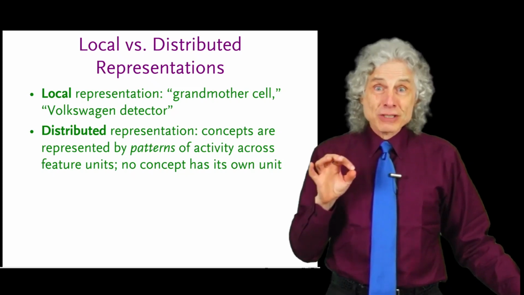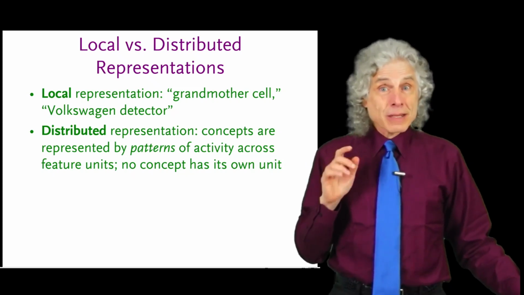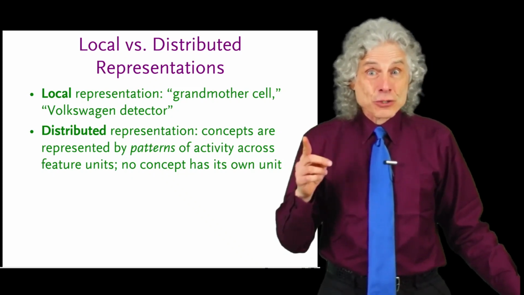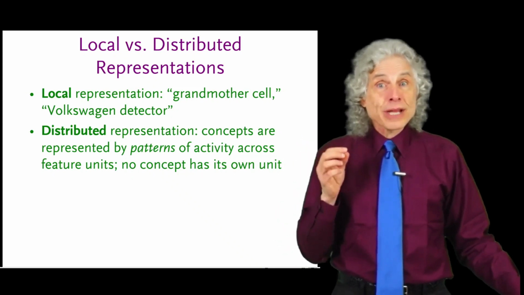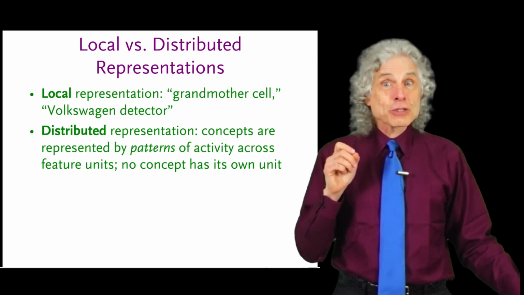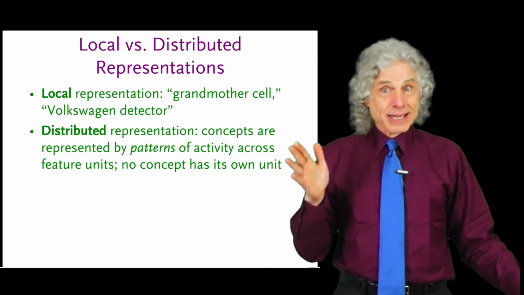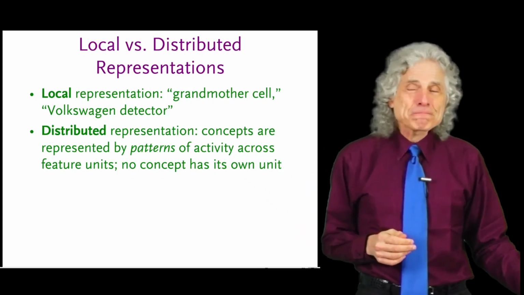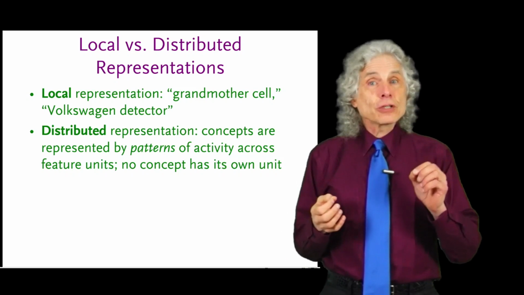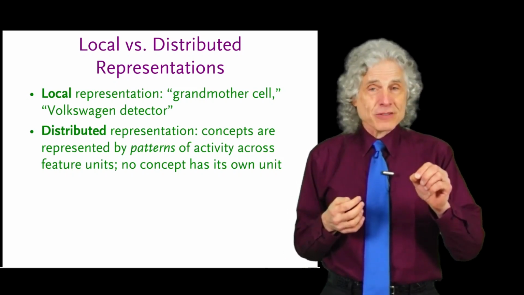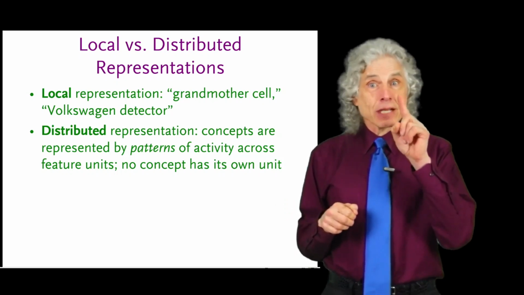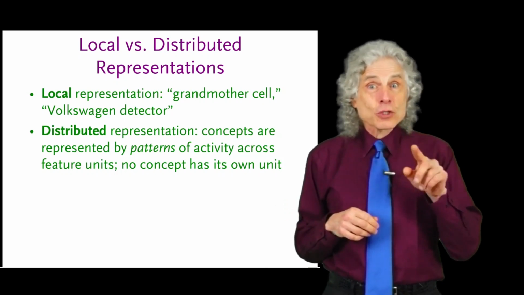I don't know if anyone's actually discovered the grandmother cell, but a number of years ago, a neurophysiologist discovered a Jennifer Aniston cell. This is true. In a patient whose brain was being probed during neurosurgery, they found neurons that would respond to faces as specific as the actress Jennifer Aniston. The reality is that there is a combination of neurons of varying degrees of specificity. Generally, most concepts don't have their single grandmother cell or Volkswagen detector.